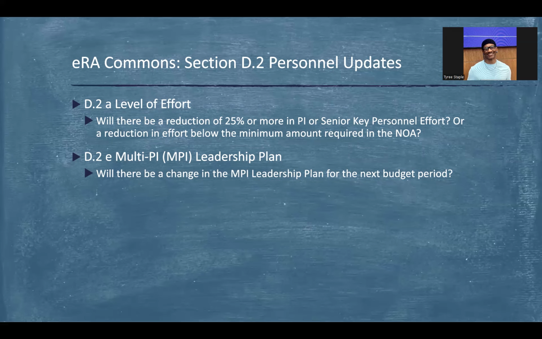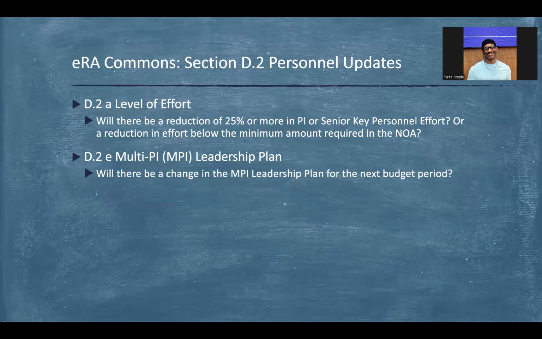And that is the people who are named on the notice of award. So are they going to reduce their effort by 25% or more? Or sometimes, which I have not seen maybe at all in my career, the NIH may say in the notice of award that there's a minimum required effort level for such and such PI or co-investigator. And so if you're going to be reducing by 25% or more or going below your minimum amount required in the NOA, you should include information about that in section D2A.